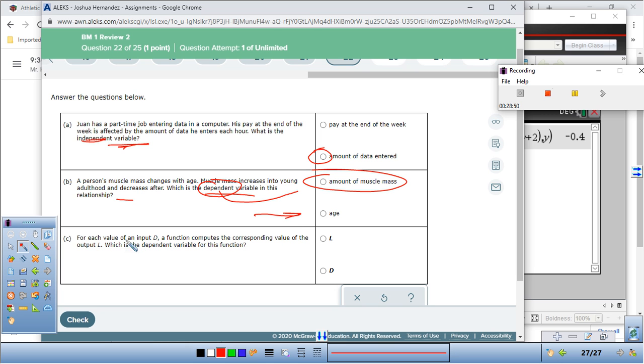Okay. For each value of input D. Oh, that's easy. Input comes first. X comes first.